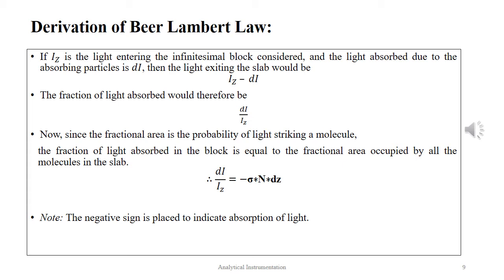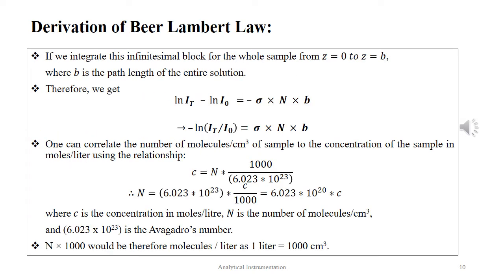That is, di by Iz equals minus sigma n dz. Note, the negative sign is placed to indicate absorption of light. We integrate this infinitesimal block for the whole sample from z equals 0 to z equals b, where b is the path length of the entire solution. We get ln It minus ln I0 equals minus sigma nb. Thus, ln It by I0 equals sigma nb.